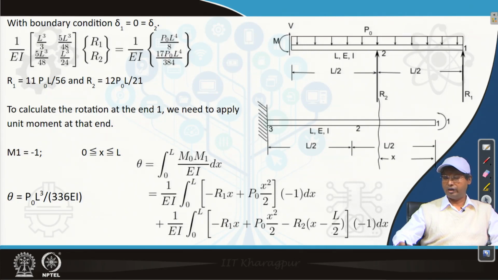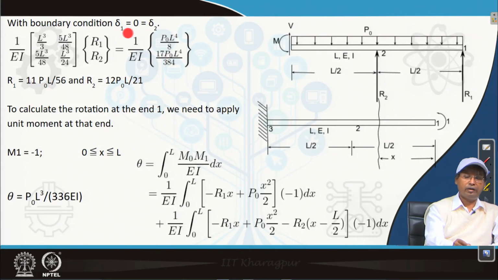So, now we put the boundary condition delta 1 and delta 2 equal to 0. It is written in matrix form. You may not write the matrix form, you can simply solve the equations, and if you solve the equations, we get that R 1 is equal to 11 P 0 L by 56 and R 2 equals 12 P 0 L by 21. To calculate the rotation at the end 1, we need to apply this much is solved.